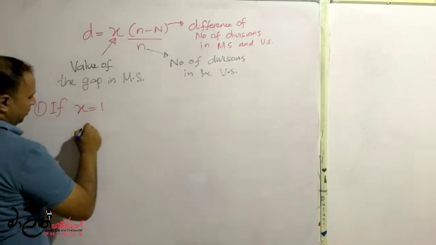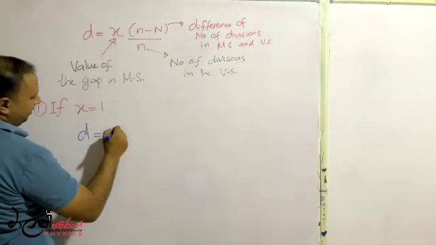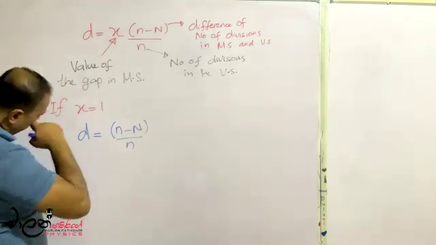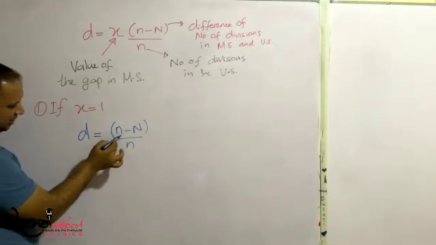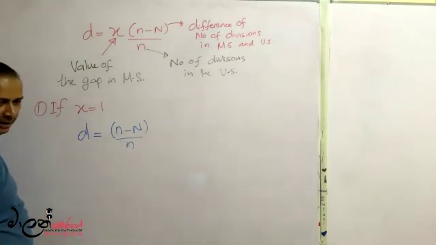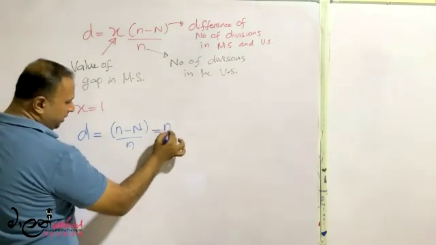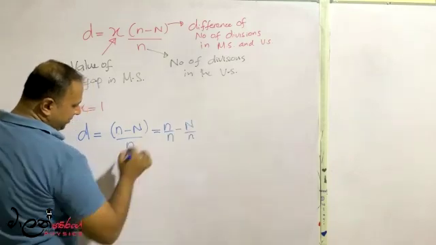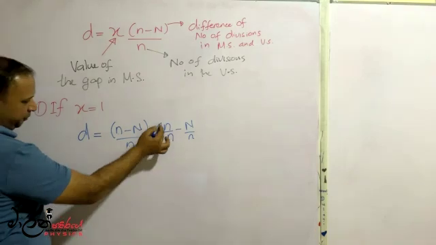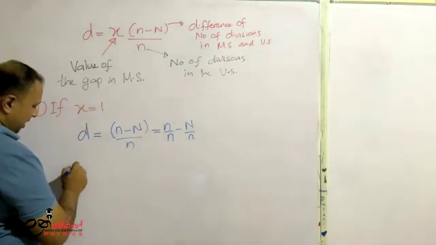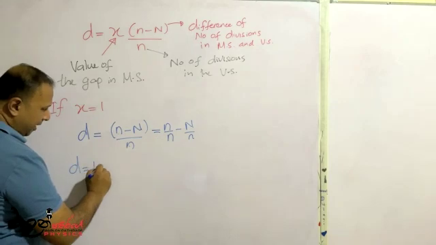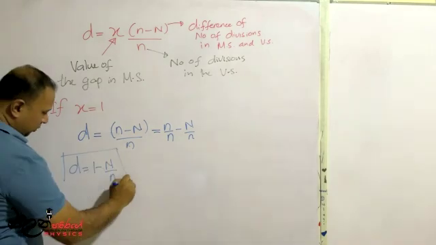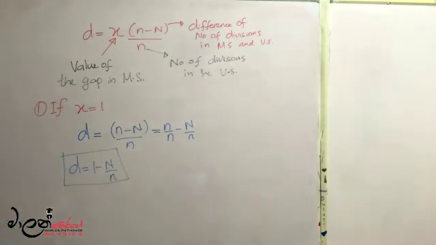d is equal to (1 n minus capital N) over simple n. Then you can divide these two terms separately. If you divide these two terms separately, n over n minus capital N over simple n. N over n is equal to 1. Therefore, d is equal to 1 minus capital N over simple n.